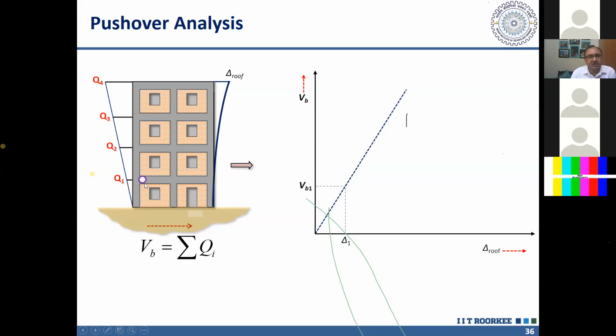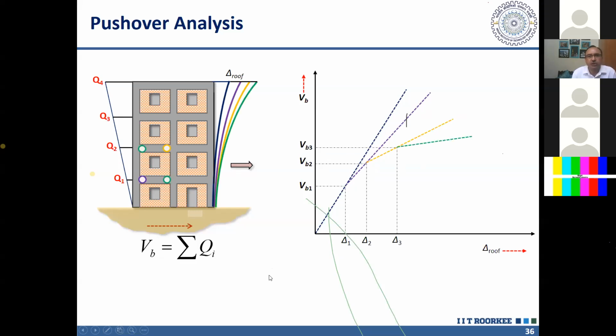Now, once this hinge has formed, my structural configuration has changed. I have got a release here. So I can model this further, and then it will be represented by another line. The only difference will be that the stiffness of this line will now be smaller than the previous line because a release has occurred. If I go on doing this successively, I can find out another hinge, and the slope, the stiffness of my base shear versus delta roof, will go on reducing.